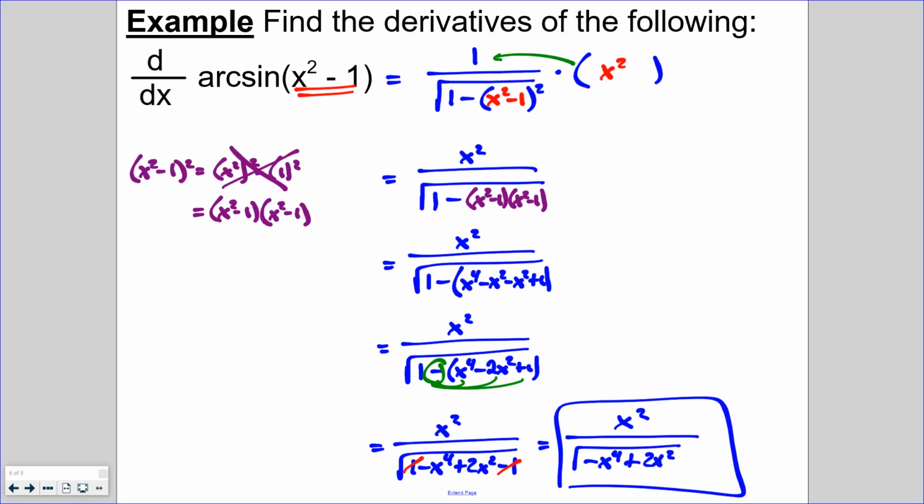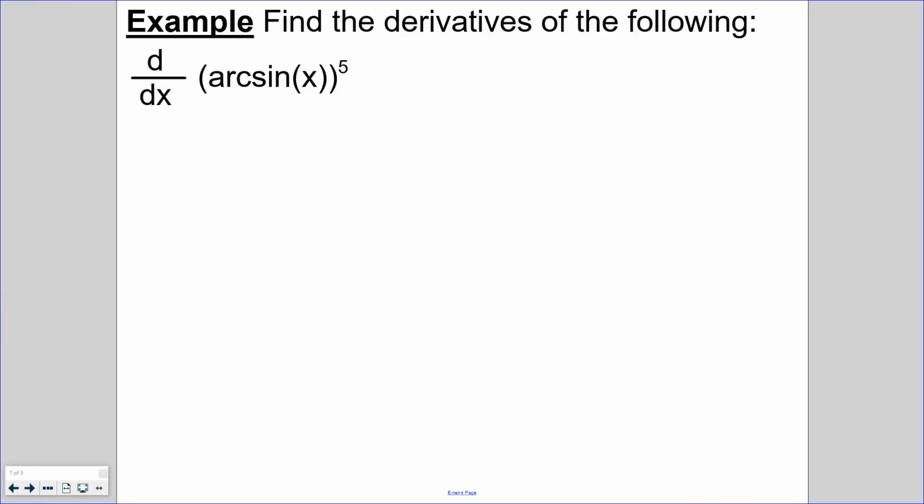Boom, derivative. All right, our next example is the derivative of the quantity arcsine of x raised to the 5th power. So here we can see that we have an inverse trig function inside of an exponent, which means ding, ding, ding, chain rule. Our inside function is arcsine of x, and our outer function is to the 5th power.